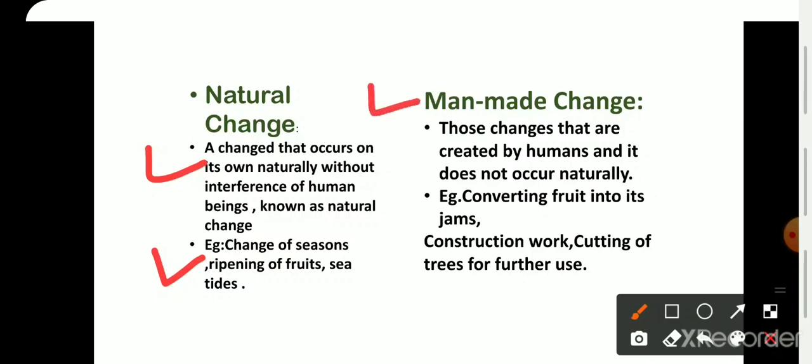Second, man-made change. Yes, those changes that are created by humans. The changes which are made by human beings and do not occur naturally. Such changes are man-made changes, like converting fruits into jams, construction work, cutting of trees for further use. All these changes come under man-made changes.